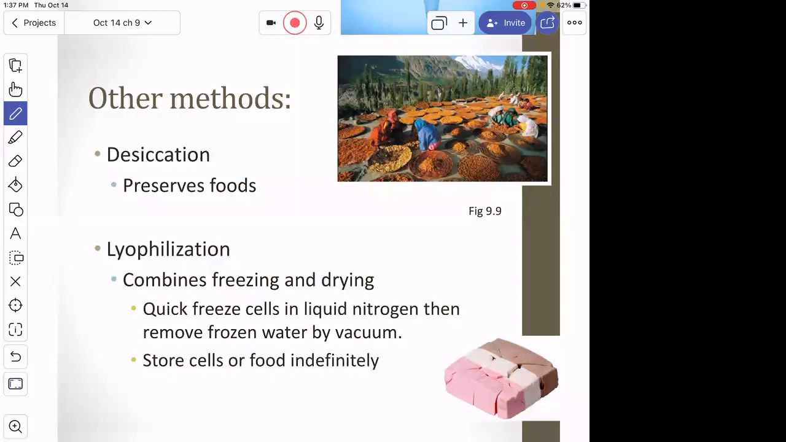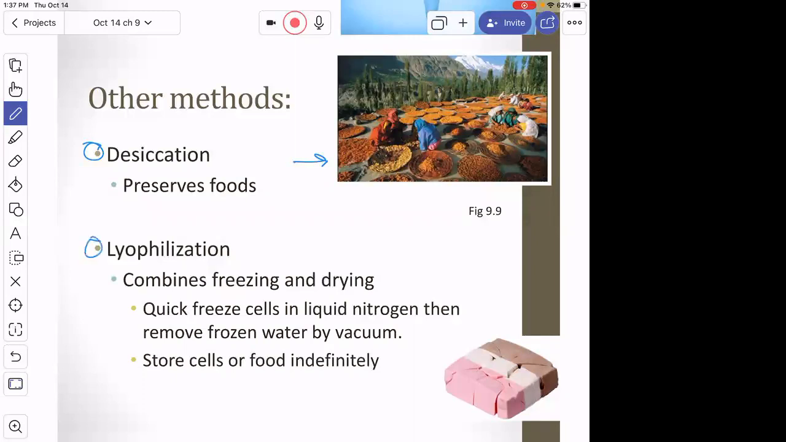Other methods, primarily here, are going to keep water away from organisms. Organisms need water for metabolism. So if you deprive them of that water, desiccate them, then they're not going to be able to metabolize. So desiccation, things like preserving food, like drying out apricots or drying apples, is going to preserve food for a long period of time.